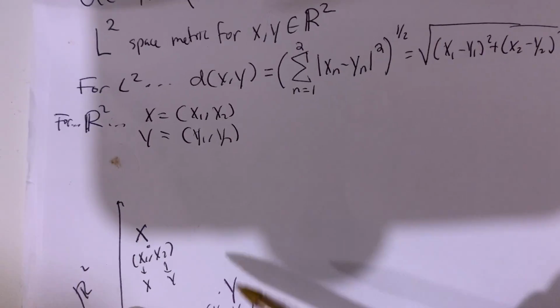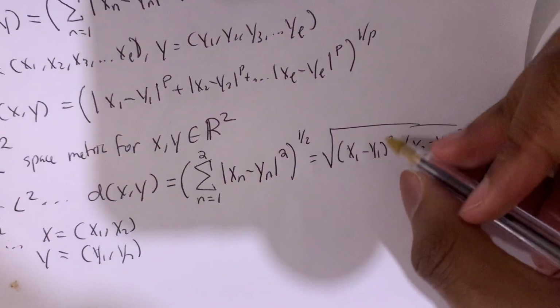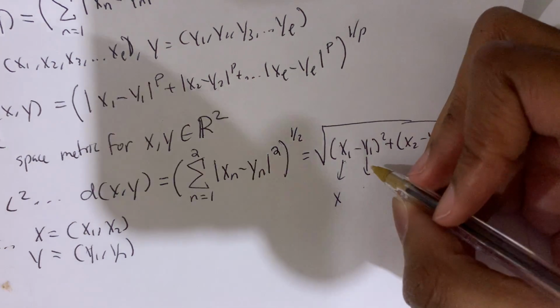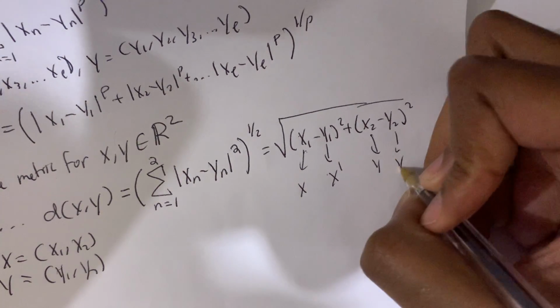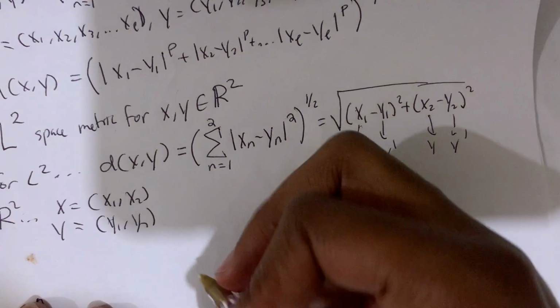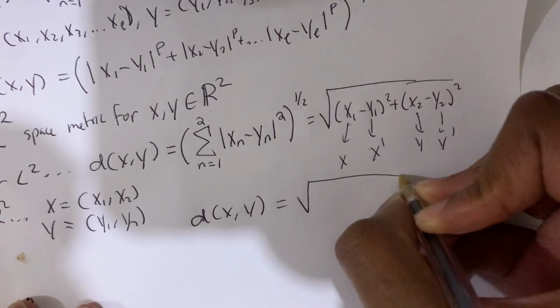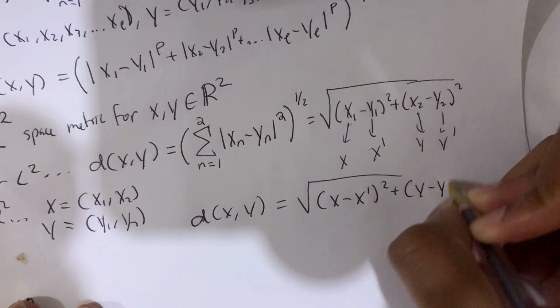And so let's actually use these substitutions. Let's replace x1 with x, x2 with y, and these with primes, right? So after doing that, we replace this with x. Y1 is an x prime, right? X2 is going to be y. Y2 is y prime. So what we have here is that the metric is the square root of x minus x prime squared plus y minus y prime squared.